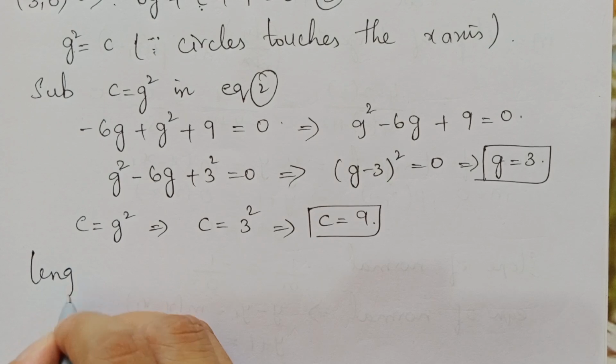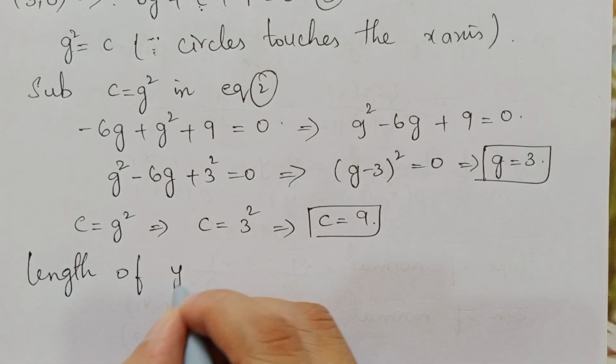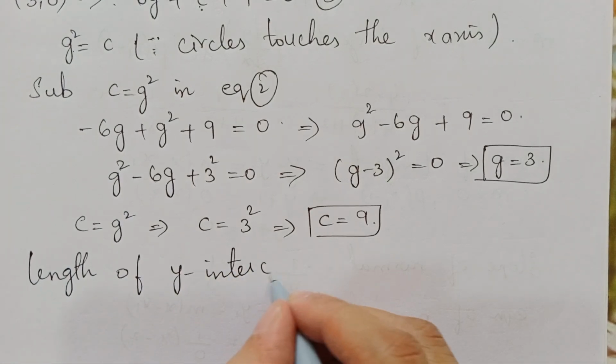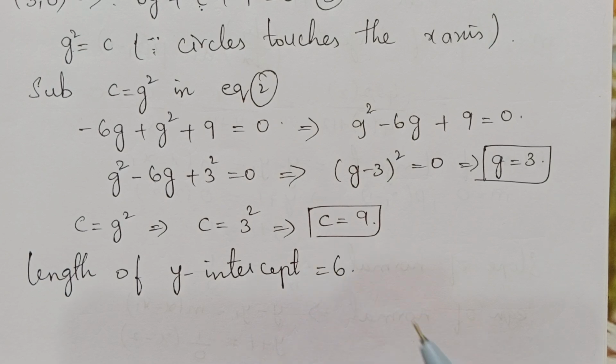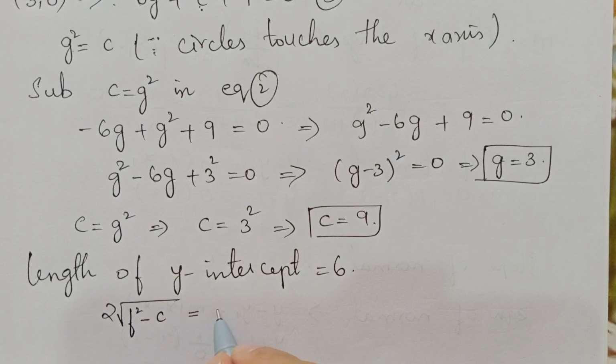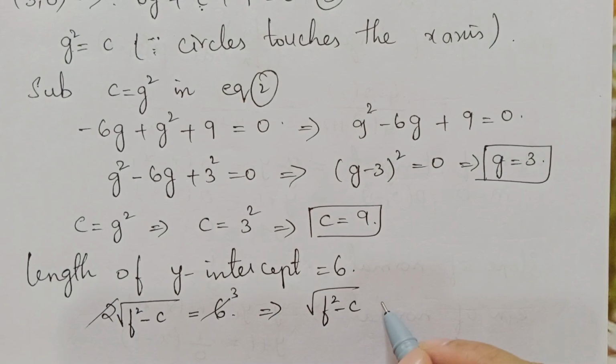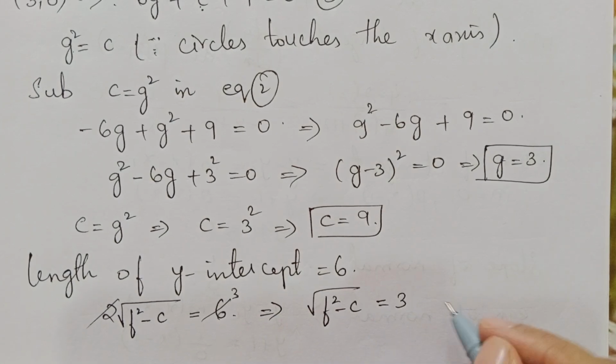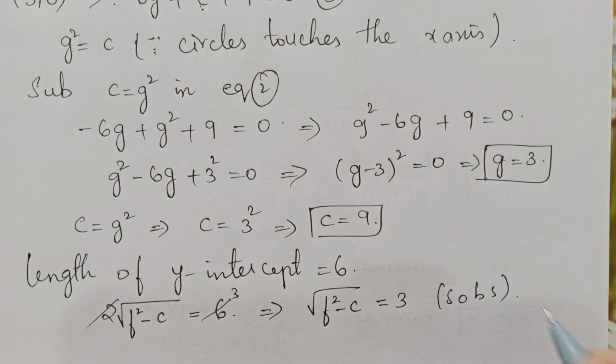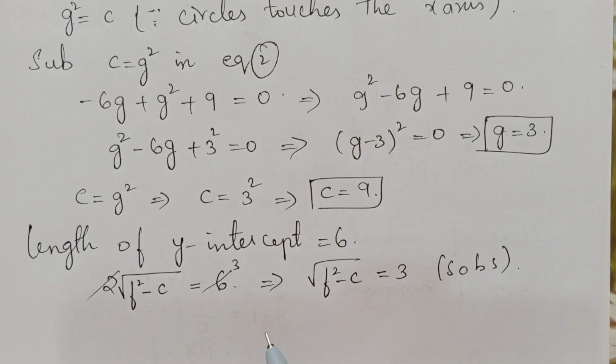For that, it is given in the question that the length of y-intercept is equal to 6. So the length of y-intercept formula is 2 root f square minus c is equal to 6. 2 ones are 2, 2 threes are 6. So this can be written as root f square minus c is equal to 3. Now we have to do squaring on both sides in order to remove the root. So we'll get f square minus c is equal to 3 square is 9.